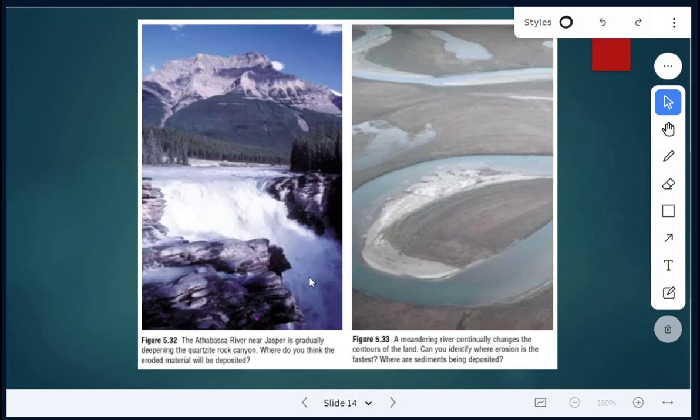All right, this here is the Athabasca River near Jasper. It's gradually deepening the quartzite rock canyon. Here we have a meandering river. It continually changes the contours of the land.